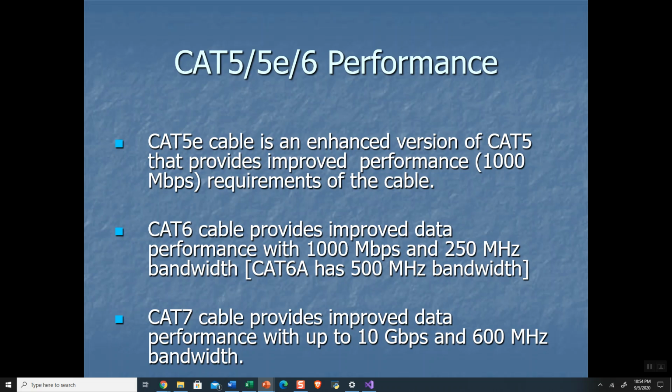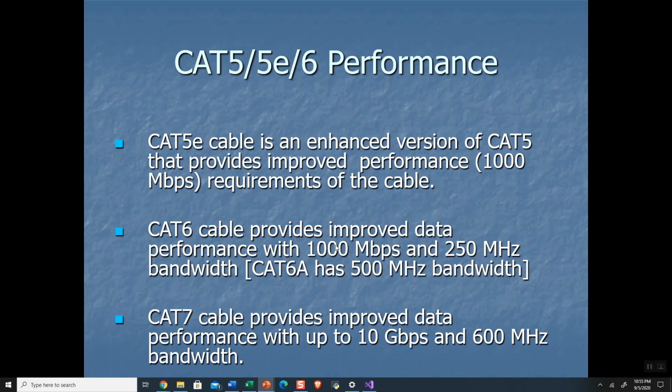For example, when we're talking about 5E, you can transmit 1,000 megabits per second or 1 gigabit per second, and it does it at different frequencies. Cat 6 does the same thing, but at a 250 megahertz bandwidth. Cat 6A does the same thing, but at a 500 megahertz bandwidth. Cat 7 provides improved data performance with up to 10 gigabits per second, running at 600 megahertz. So we're talking about the amplitude, the strength of the signal.